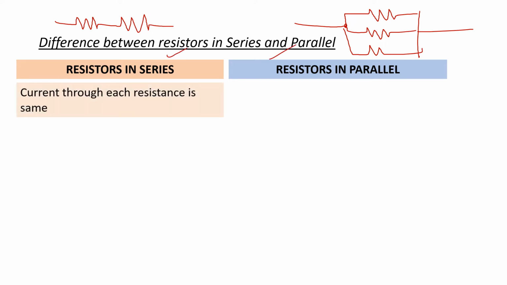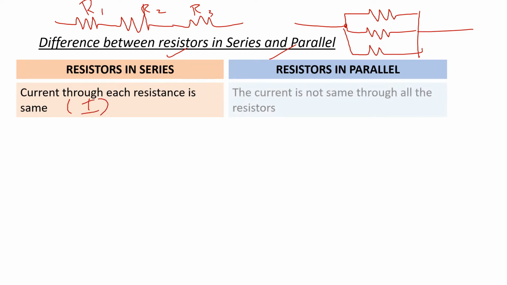The first difference is the current through each resistance is the same. So for example, let me take this as R1 and this as R2. Let me connect one more resistance also. Let it be R3. So in all the three cases, the current will be the same. That is, say for example, I, the current through all the resistances will be the same. If you are taking the resistances in parallel, the current will not be the same in all the cases. The current will be different in R1, R2 and R3. In all the cases, the current will be different, and also it is to be noted that here the I is inversely proportional to the resistance.